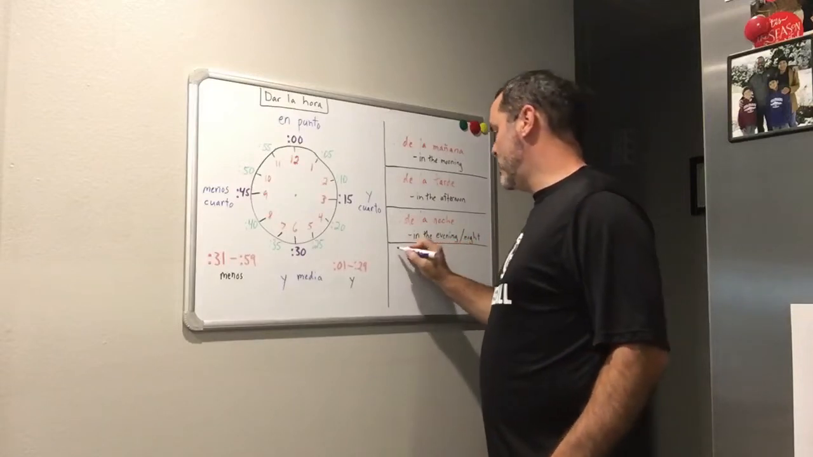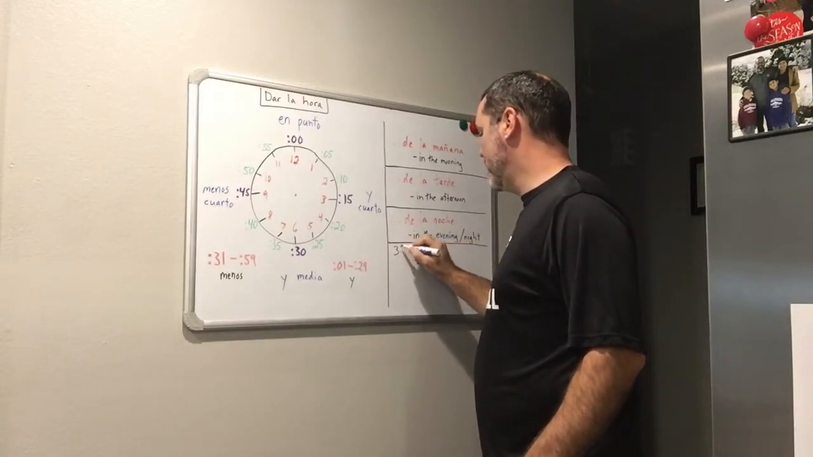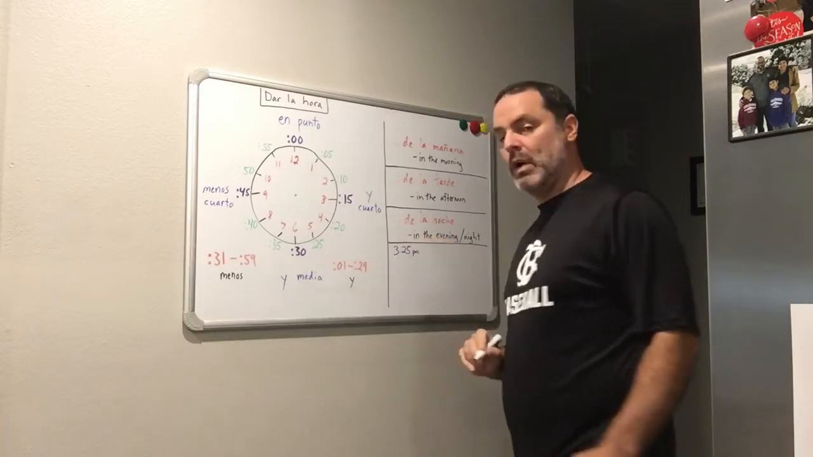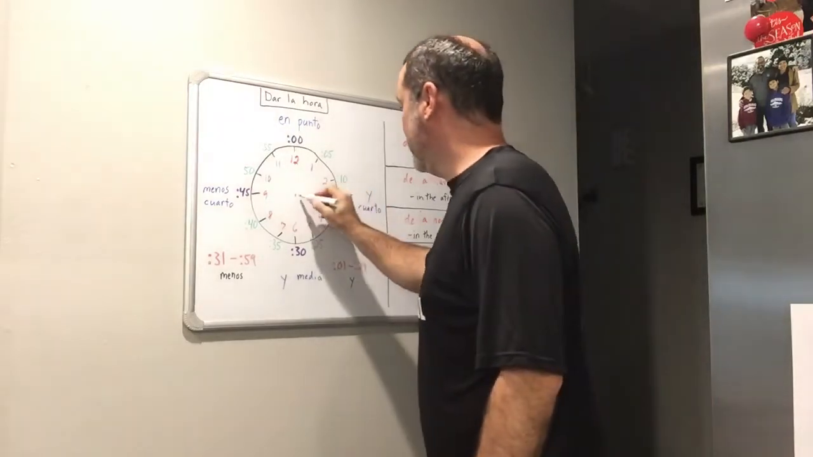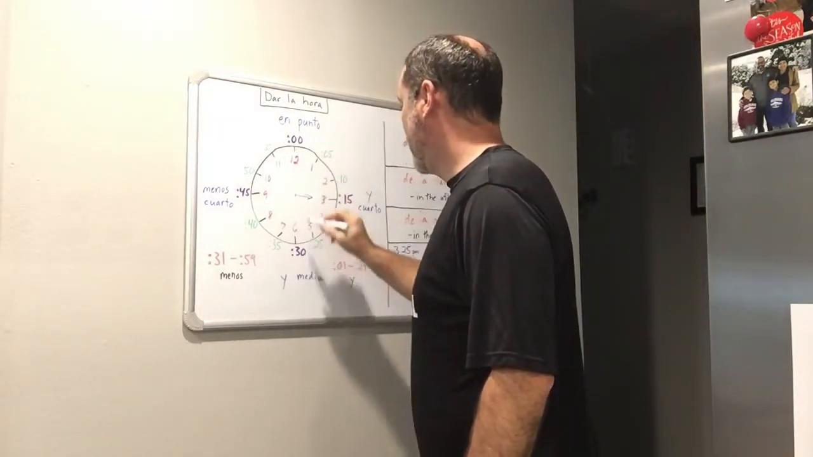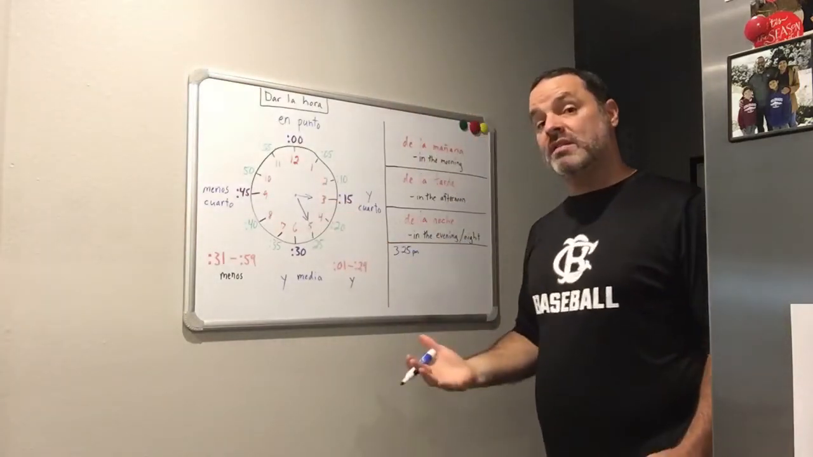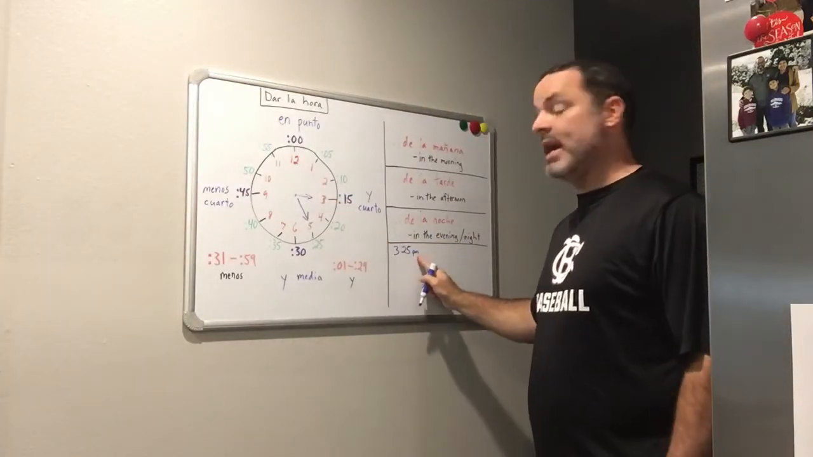Let's do 3:25 p.m. Okay? So our little hand would be there. Our big hand would be there. And we know that this is in the afternoon because it's p.m.